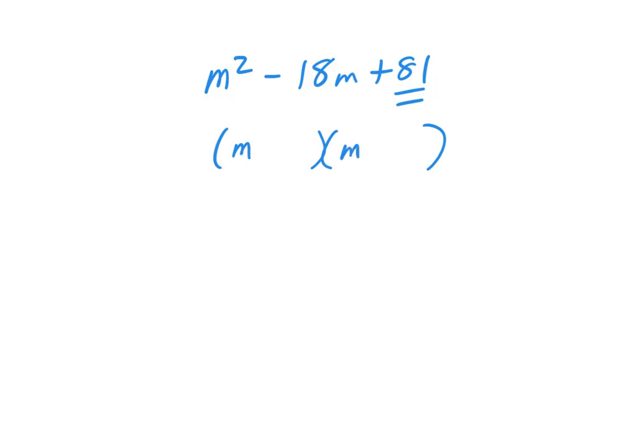So we're going to do m times m is m squared. And in this case, they both have to be negative. And 9 and 9 are the two numbers that make this work. And then, like we said before, you could also just write it as m minus 9 squared. Okay? If you don't want to rewrite it like this, that's okay. You could just leave it like this, m minus 9 times m minus 9, but this would be a little bit simpler way of writing your answer. Either one of those would be totally acceptable to do.